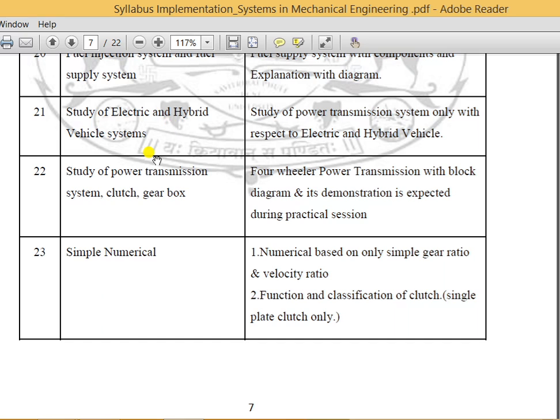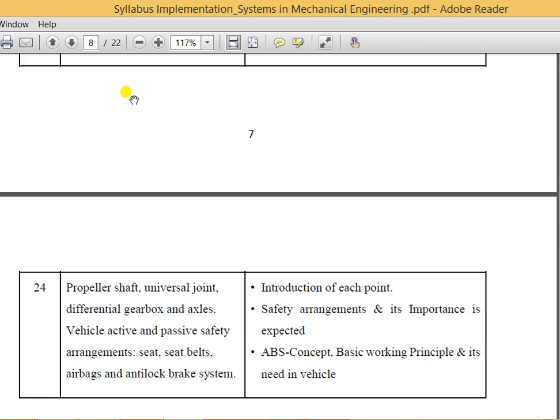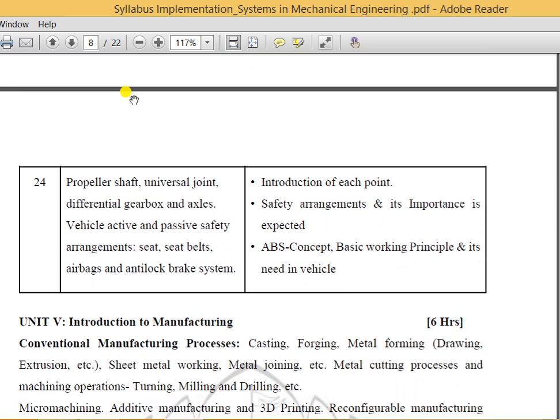Some numericals you will get on the simple velocity ratio of the gearbox. This power system is very important, in which you have the engine, then the transmission system: clutch, gearbox, propeller shaft with the hooke's joints, differentials, like that. Try to remember the simple functions of it. That is very important. Practice simple numericals related to the gear ratio. I have already told you: propeller shaft, universal joint, differential, gearbox.